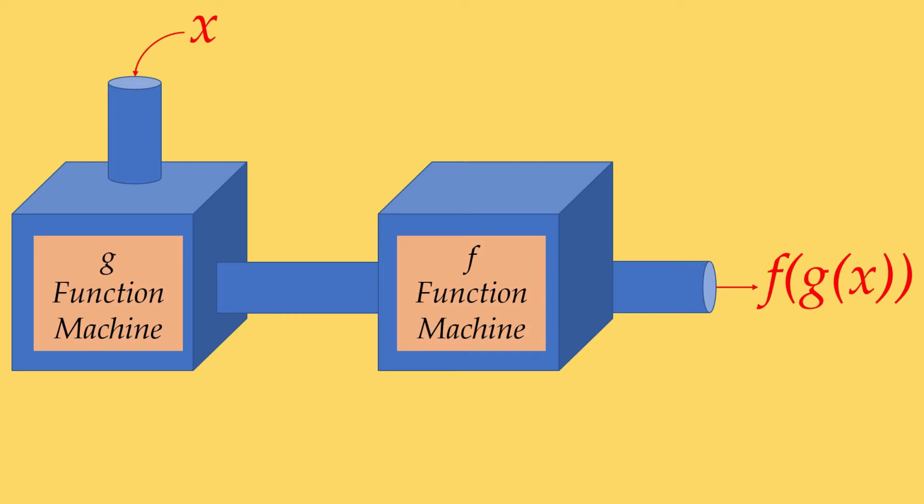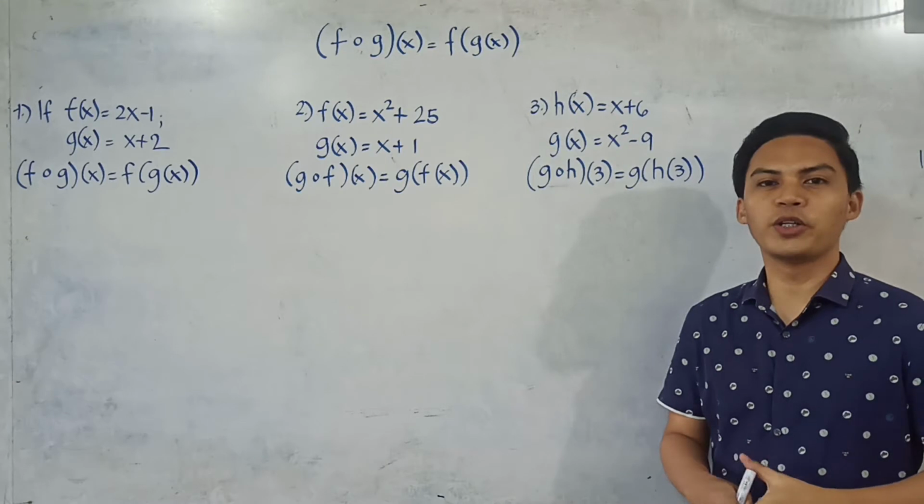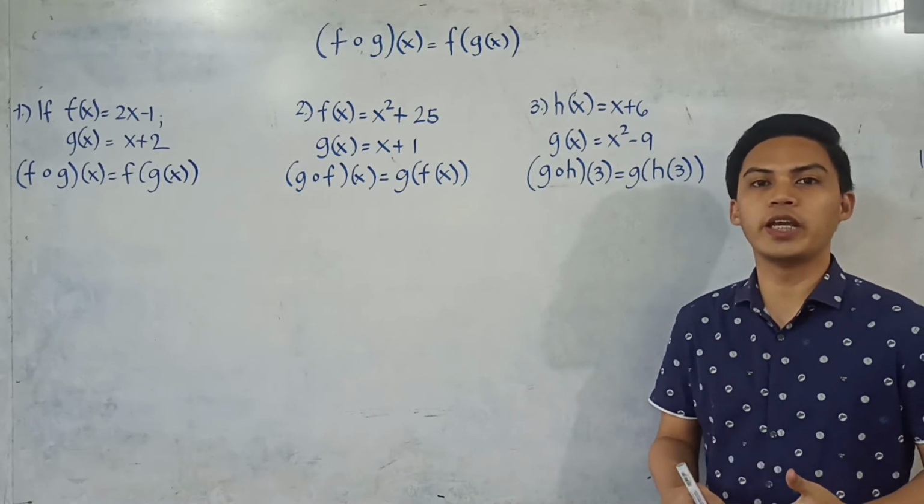So how are we going to define composition of functions? If f and g are functions, then the composite function or composition of f and g is defined by f composition g of x is equal to f of g of x. So let's now have some examples. Okay, so we're going to try now solving examples.